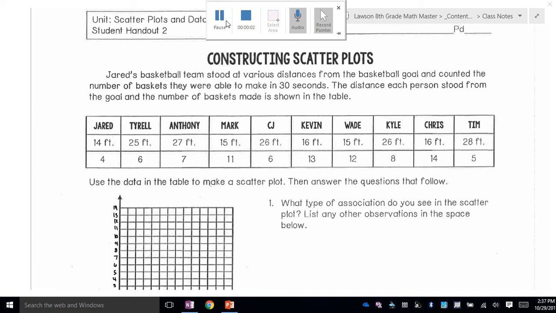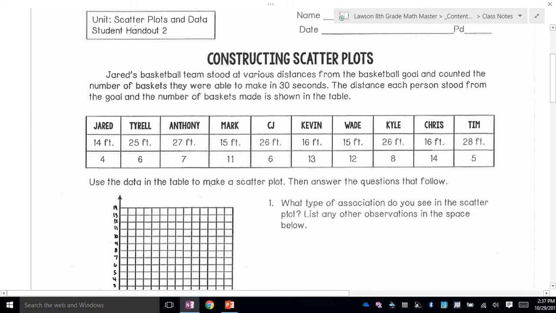Okay, so this is going to be the second lesson for our fifth unit. And again, that unit is going to be scatter plots and data analysis. And this is going to be our second lesson. So you should have handout number 2.